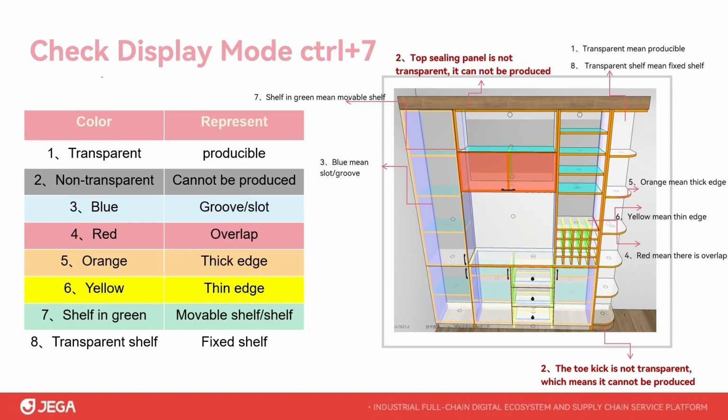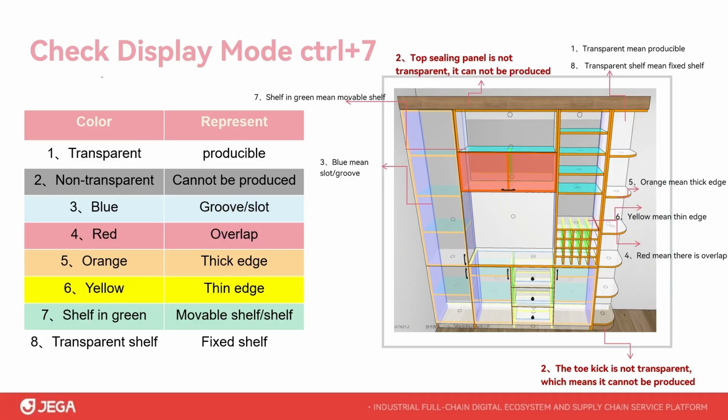When you finish the designs, what you need to do is get into the check mode. You can hit Ctrl 7 to get into the check mode, and then the cabinet will look like this. There are many colors on them. What you need to know is that if the cabinet is not transparent, it cannot be produced. Like in the right picture, the top filler is not transparent, which means it cannot be produced. And those that are transparent can be produced.